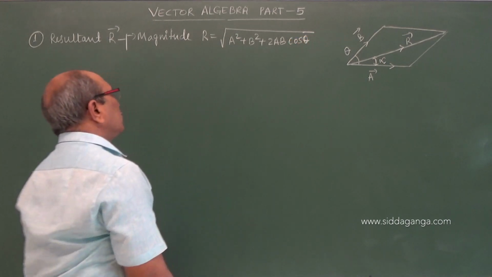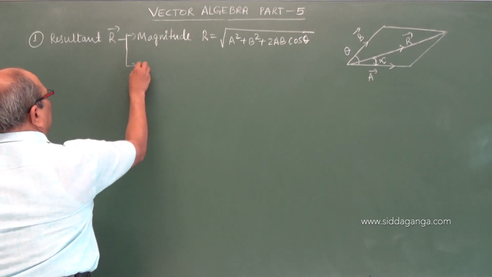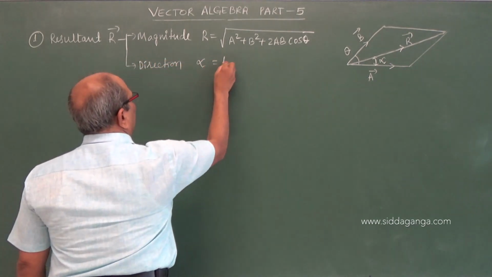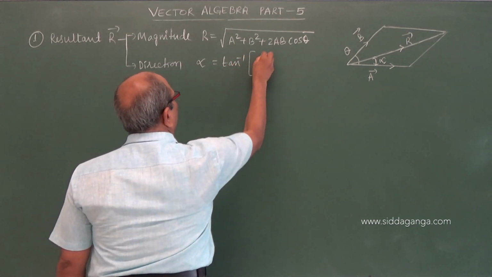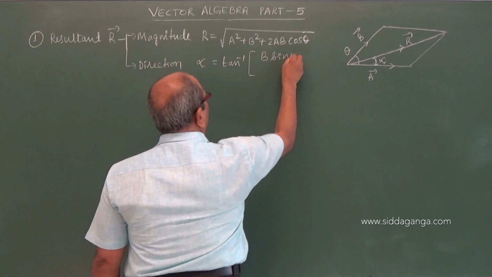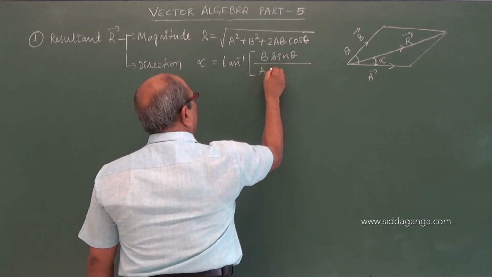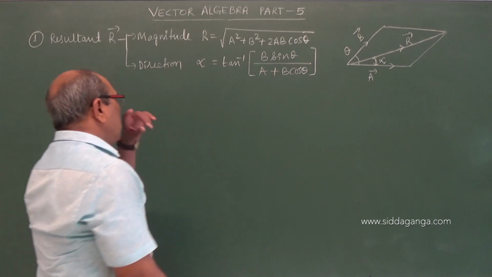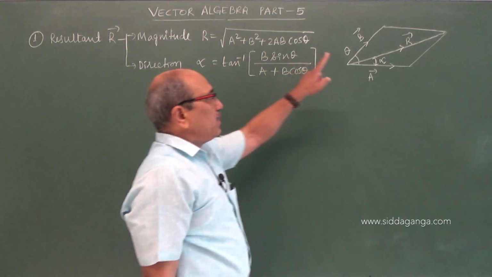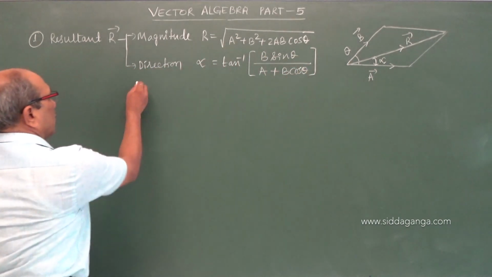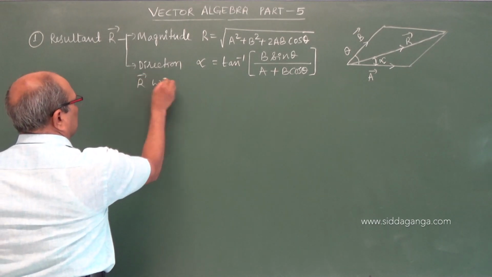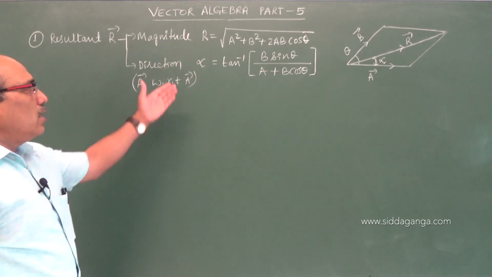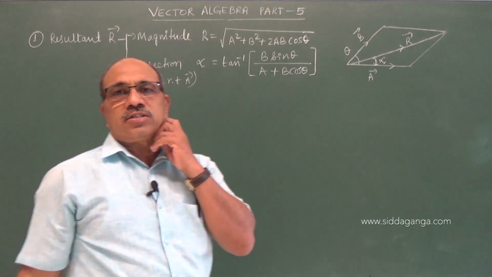One relation. And similarly the direction: alpha equals tan inverse of B sin theta upon A plus B cos theta, where alpha is the angle made by R with respect to A. And the special cases I have taken in the last class.